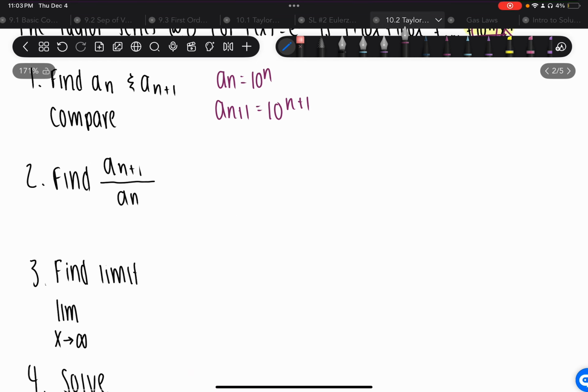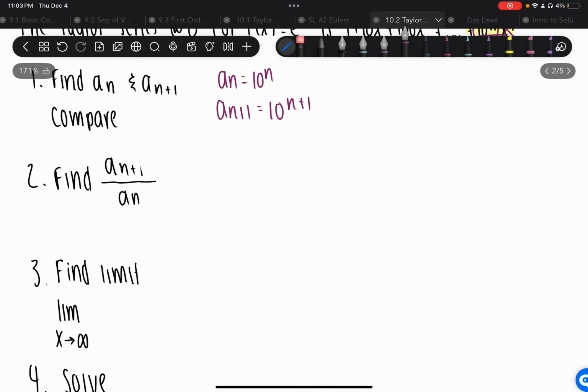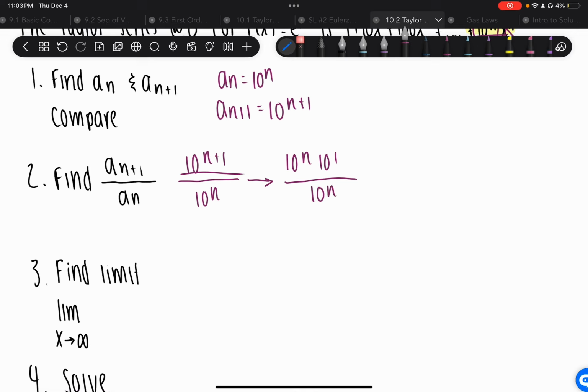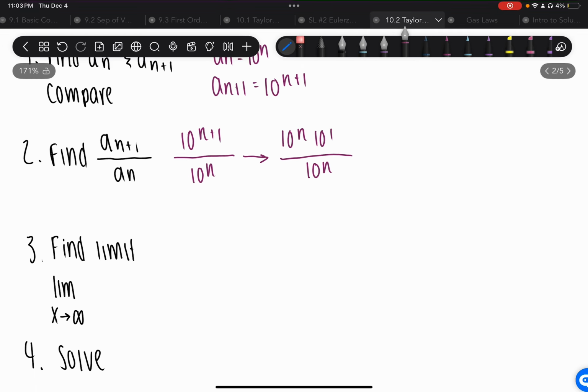Okay, and now for step number 2, I'm going to find a of n plus 1 divided by a of n, which is 10^(n+1) over 10^n. And I'm actually going to go ahead and separate these two. So I would get 10^n times 10 to the 1, divided by 10 to the n. And separating is just going to make it a little bit easier when we get to step number 3 and 4.